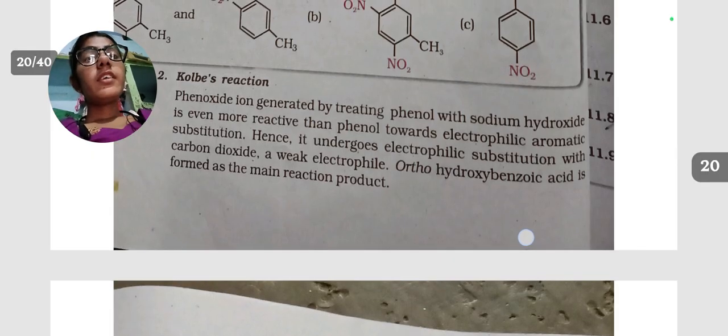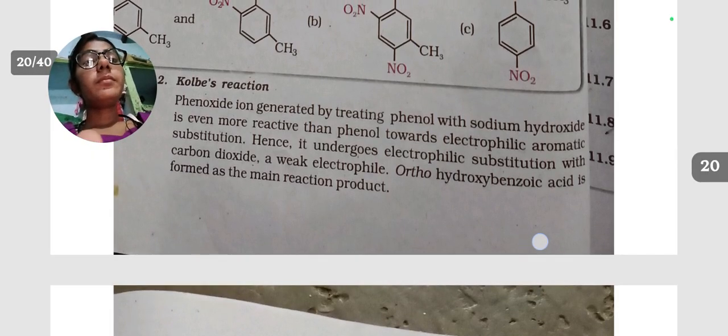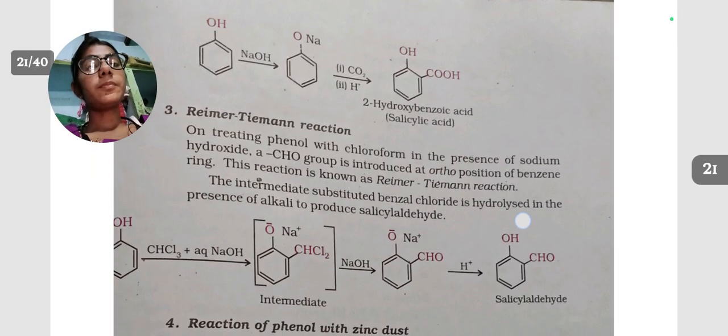Second is the Kolbe reaction. Phenoxide ion, generated by treating phenol with sodium hydroxide, is even more reactive than phenol towards electrophilic aromatic substitution. Hence, it undergoes electrophilic substitution with carbon dioxide, a weak electrophile. Ortho-hydroxybenzoic acid is formed as the main reaction product.